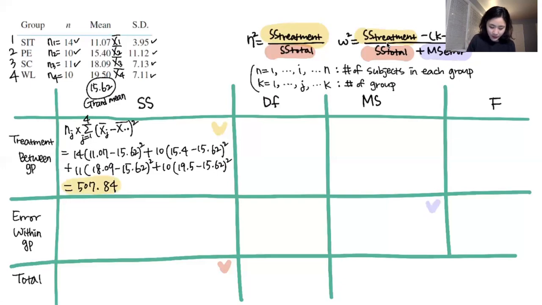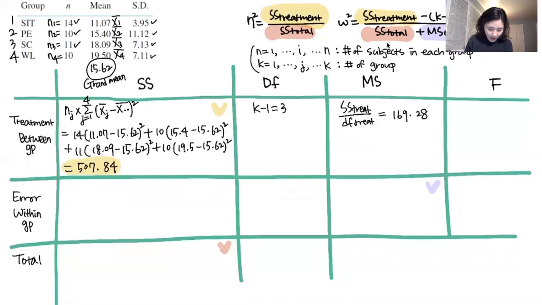My degrees of freedom is the number of groups minus 1, which is 3. The mean square treatment is the sum of squares treatment divided by the degrees of freedom of treatment. If you calculate it, that is 169.28.